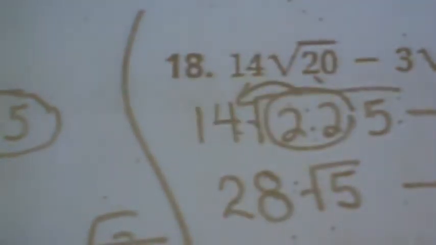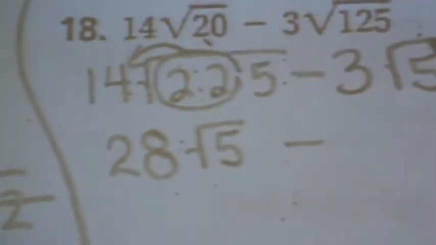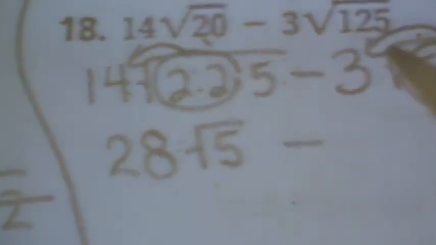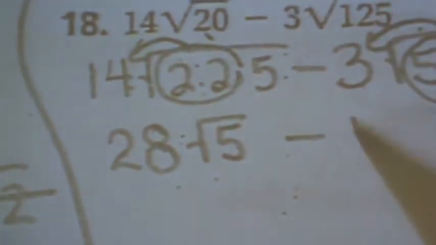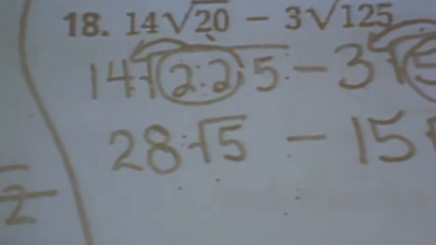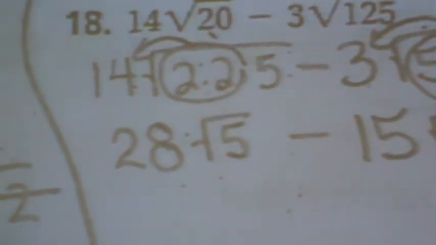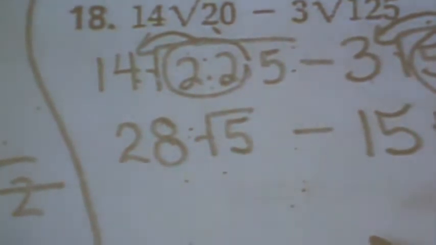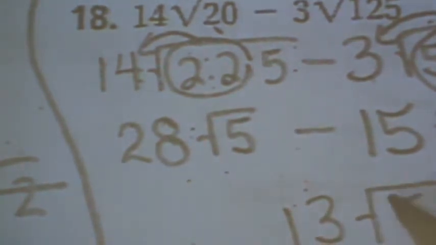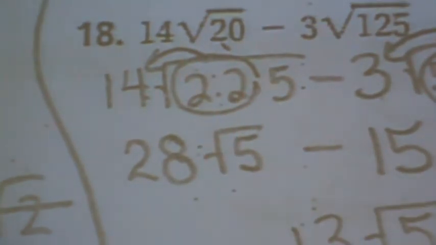Okay, now how about this root 125? That's 3 5s. So we've got a couple of 5s that come out, but it only comes out as 1 5. So it's 3 times 5, which is 15 square root of 5. Okay, can I combine 28 and 15? Yeah. What is it? 13 something. It's 13 root 5. This one's gonna be easy. Yay.